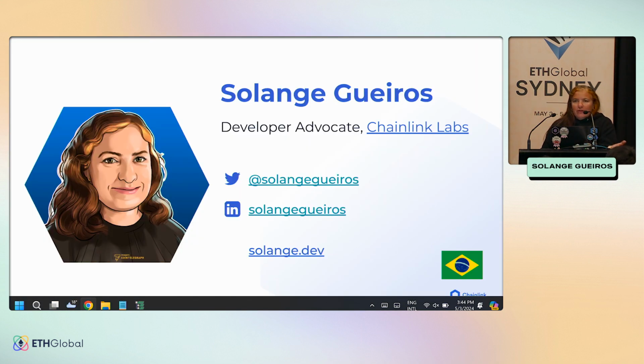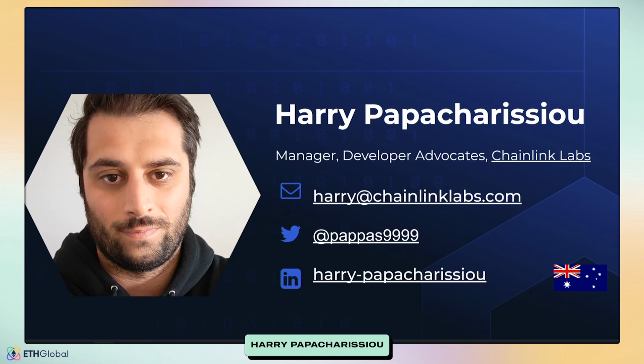So my name is Solange Gueiros. I am a developer advocate. I teach developers the basics of smart contracts and also how to use all the Chainlink services. And you can call me Sol. You can find me around. So Sol came all the way from Brazil to be here. And my name's Harry. I manage the DevRel team at Chainlink, and I came all the way from Adelaide to be here. So definitely not as far as Sol.